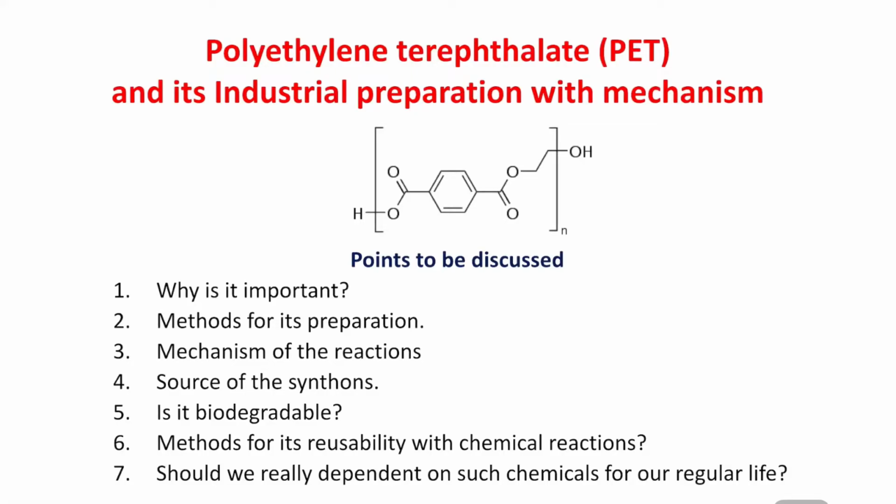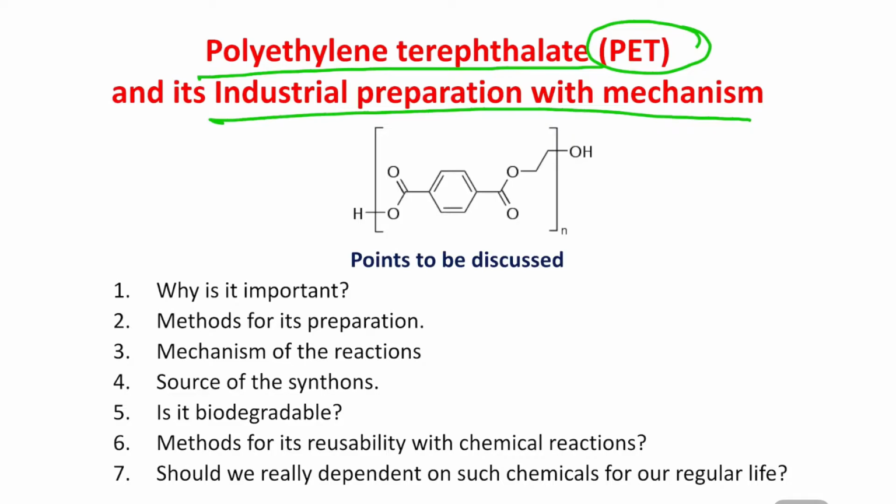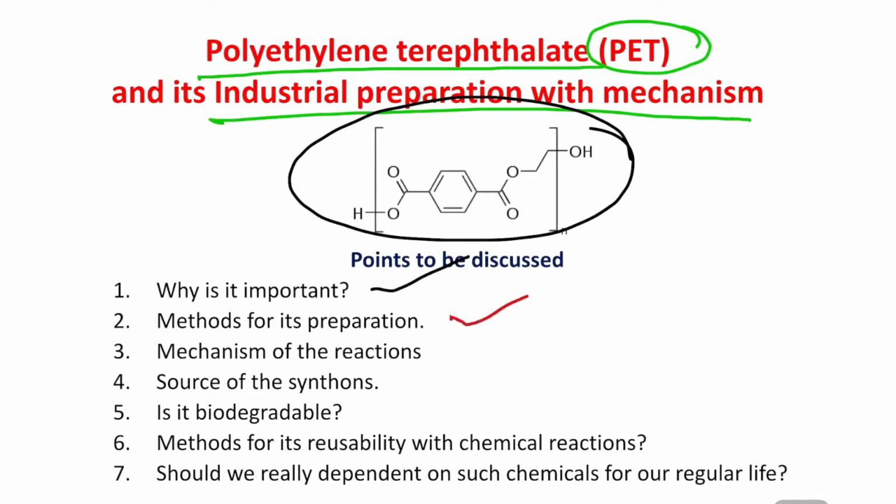So today's topic of discussion is polyethylene terephthalate, or PET polymer, its industrial preparation with mechanism. So you can see the structure of the polymer. Today's points of discussion include why it is important, methods for its preparation, mechanism of the reaction, source of synthon, biodegradability, methods for its use, reusability, and finally, should we really be dependent on such chemicals for our regular life. So let's go into the details.